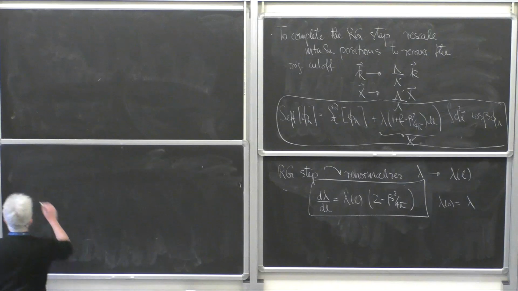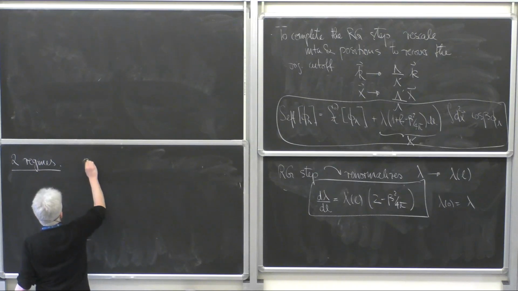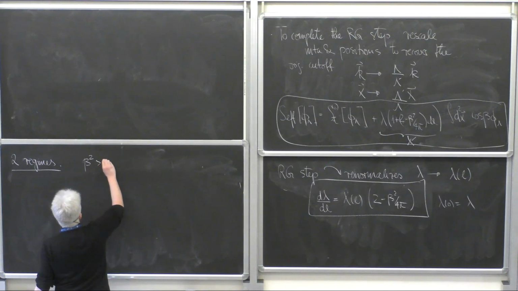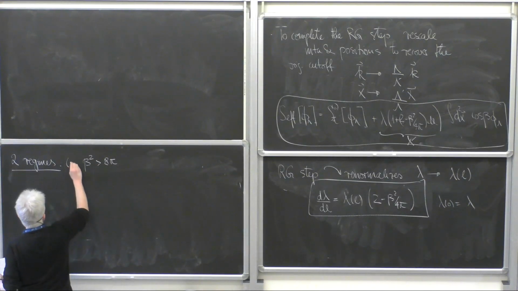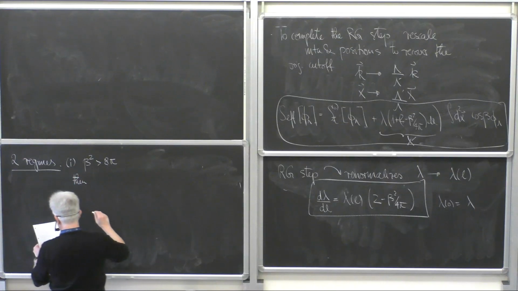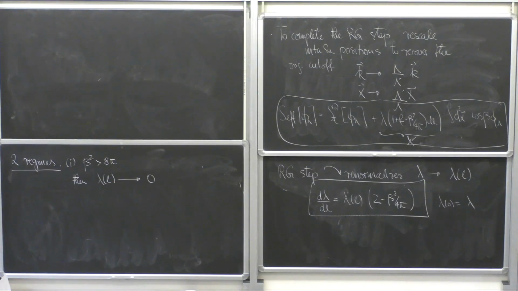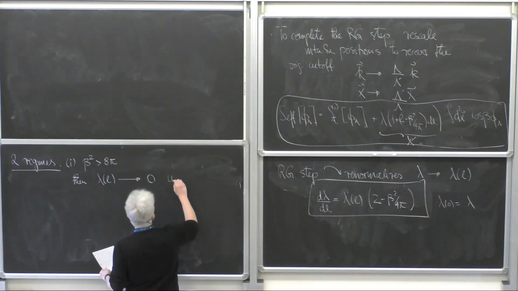Okay, so now there are two regimes. If beta squared is in fact larger than 8 pi, that's the first regime, then lambda of L eventually goes to 0. As I integrate out more and more high energy degrees of freedom, the coupling constant becomes smaller and smaller and smaller. And this is very nice as L increases under RG flow.